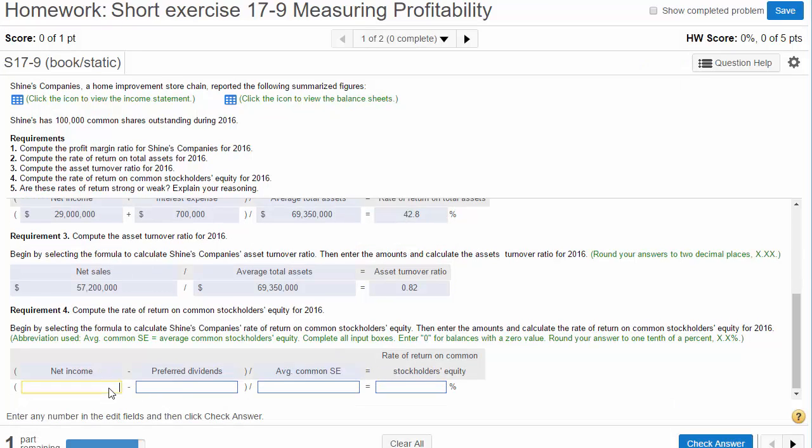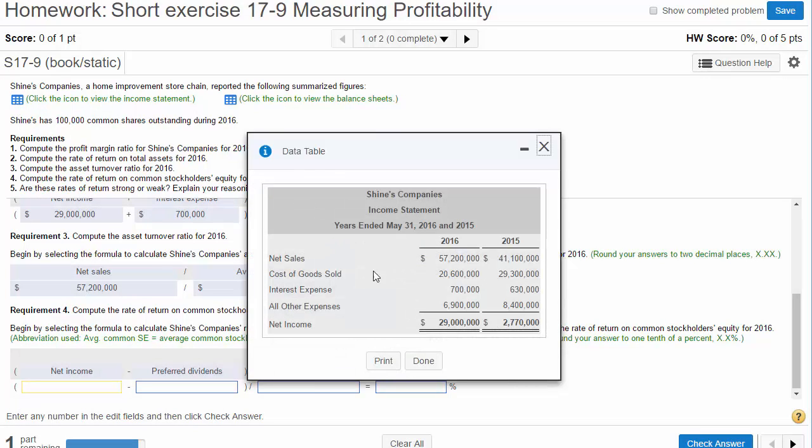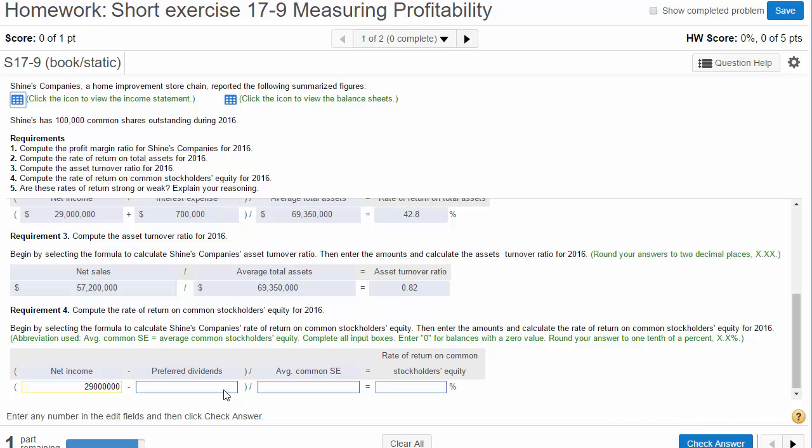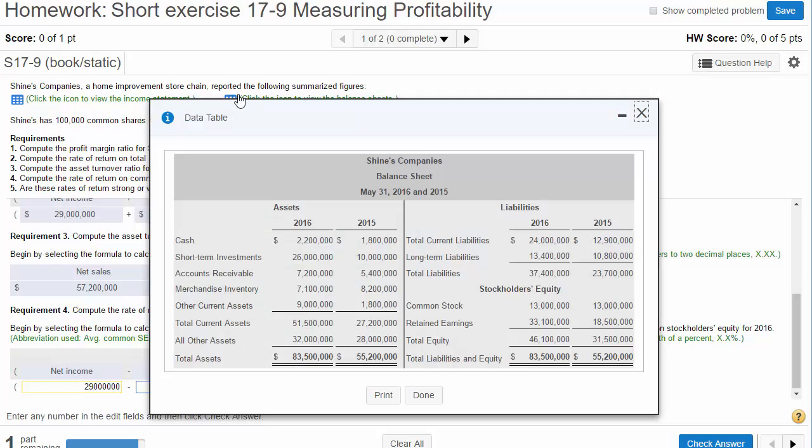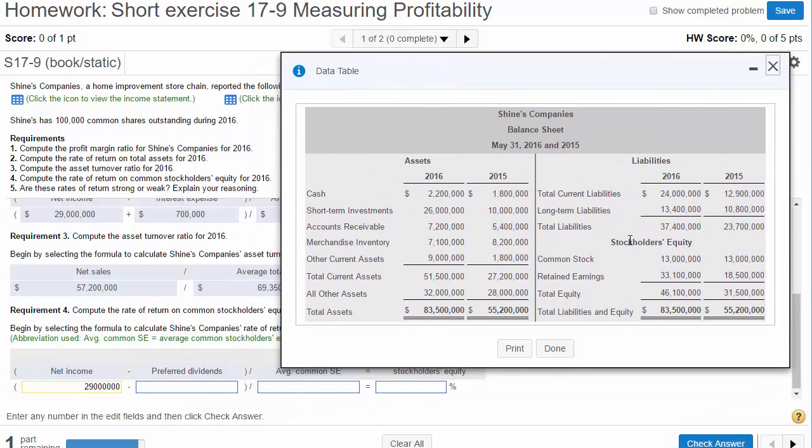So the first thing we need is the net income. So we open up our income statement. Net income is $29 million. Now we need to find out if we have preferred stock. If so, we have to calculate the preferred dividends. Let's open up our balance sheet. In the equity section, our stock would be listed, and preferred stock would be listed first, but common stock is listed first. Therefore, this company has no preferred stock. So therefore, they have no preferred dividends.